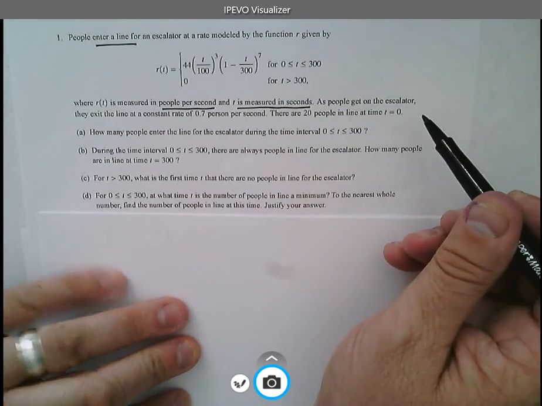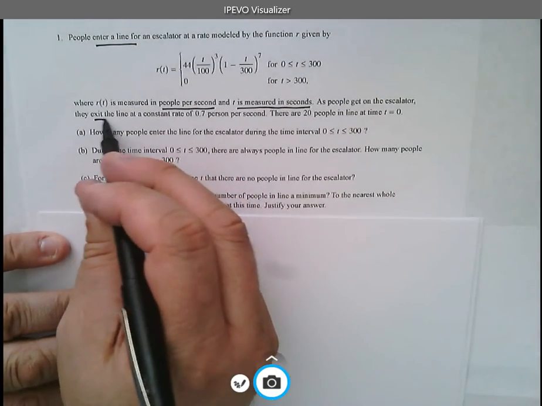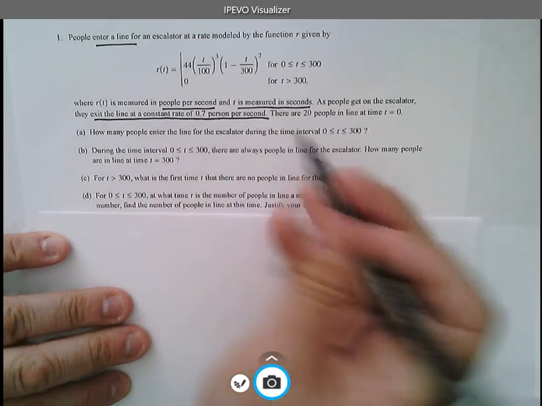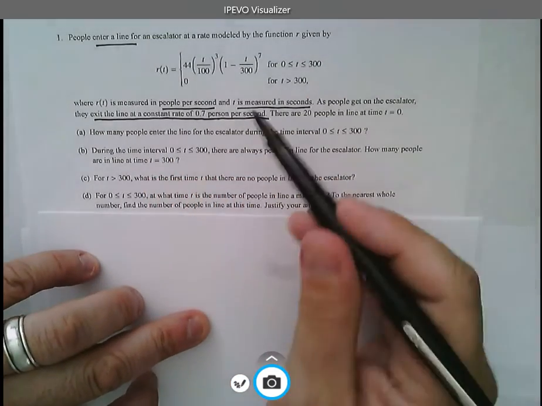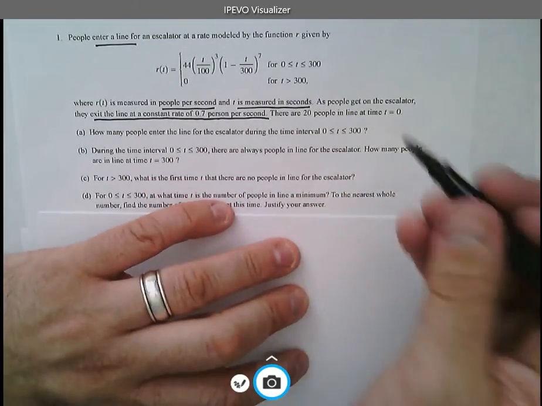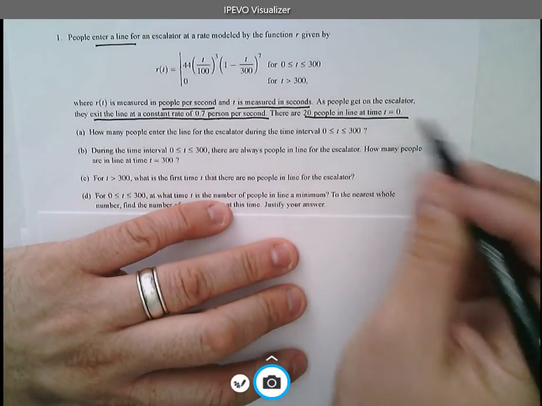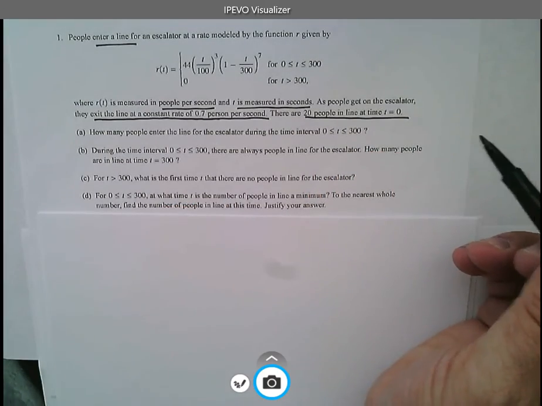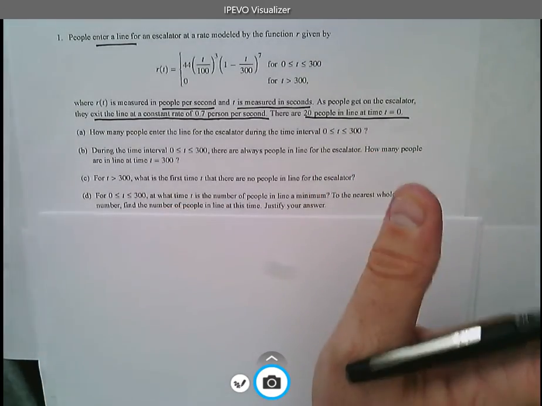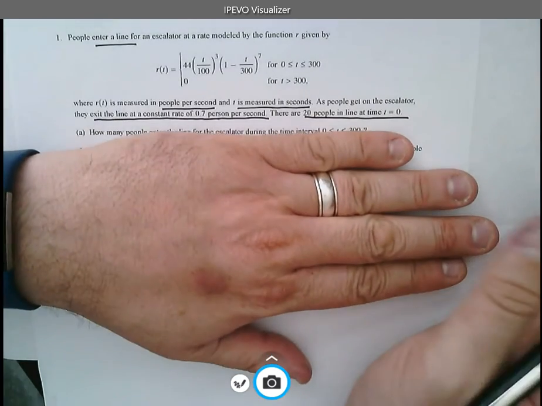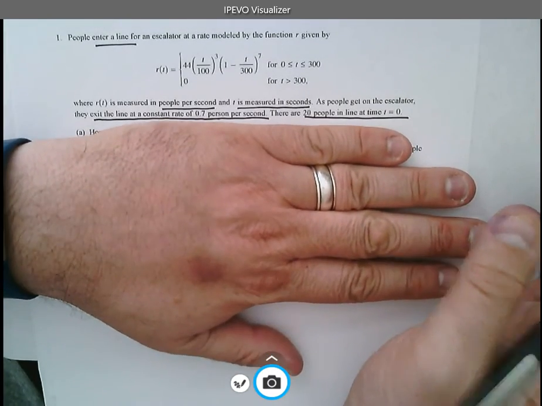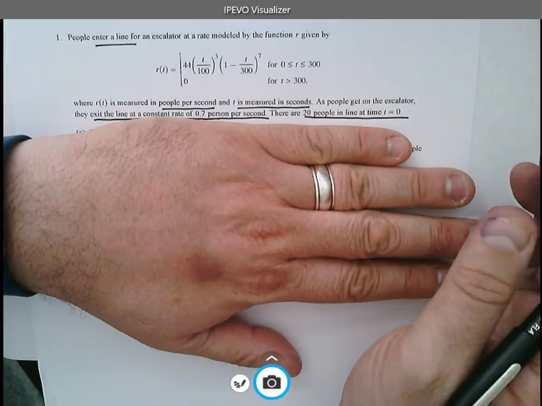As people get on the escalator, they then exit the line at a constant rate of 0.7 persons per second. And there are 20 people in the line at time t equals 0. So already we've got a whole lot going on. I don't even want to look at parts A, B, C, and D yet. I want to make sure that we understand what's going on.